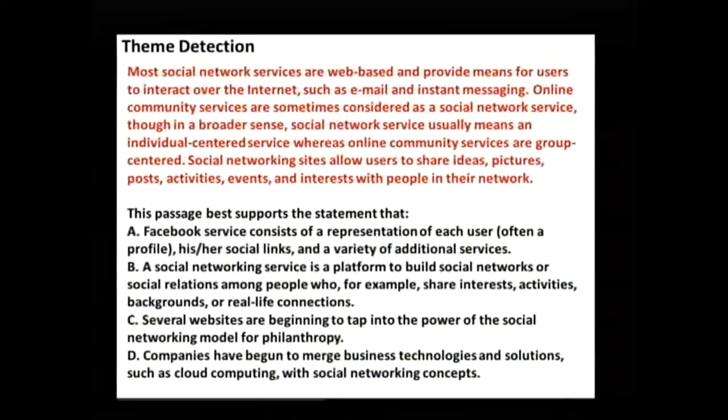Definitely not. Which means C and D are invalid answers. Now we'll pick between A and B. A says Facebook service consists of a representation of each user, often a profile, his or her social links and a variety of additional services. B, a social networking service is a platform to build social networks or social relations among people, for example, share interest, activities, background or real life connection.